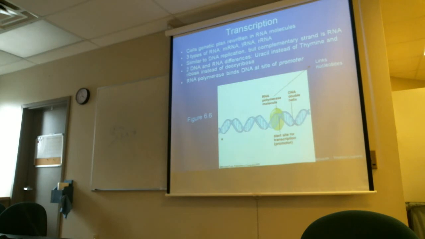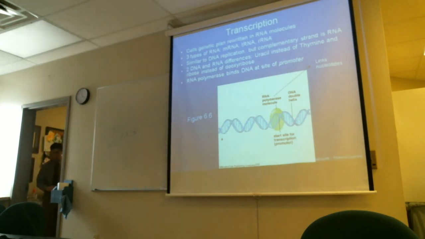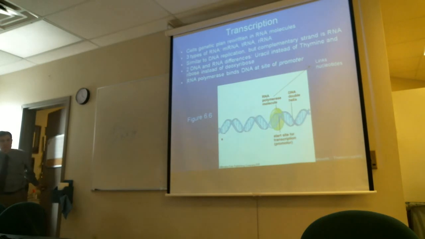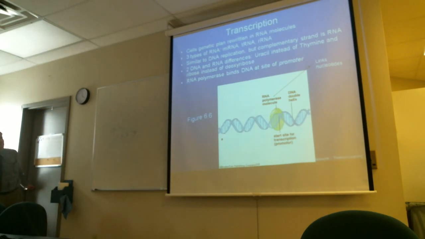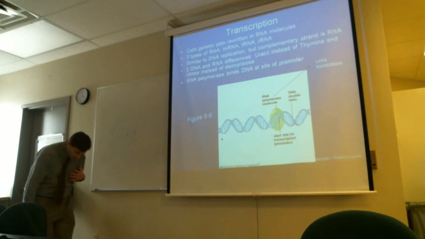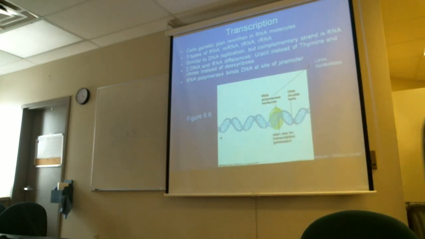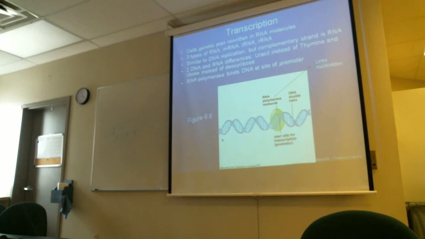In the process of transcription, it binds to DNA at the start site, which is called the promoter. Now, in DNA, you're going to have tons of different start sites depending upon which protein you are trying to make. Each gene will encode for a protein. So you'll have promoters all along, depending upon what you are actually transcribing at that point. So promoter is the start site, RNA polymerase is the enzyme.